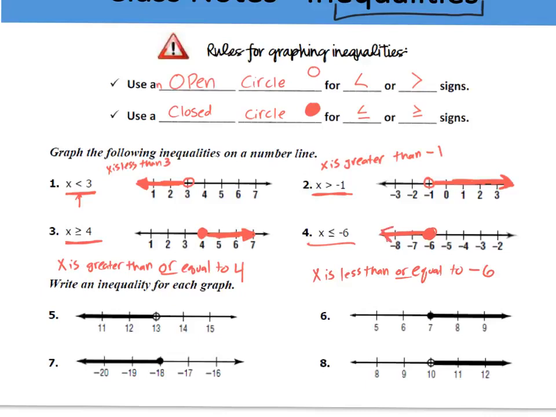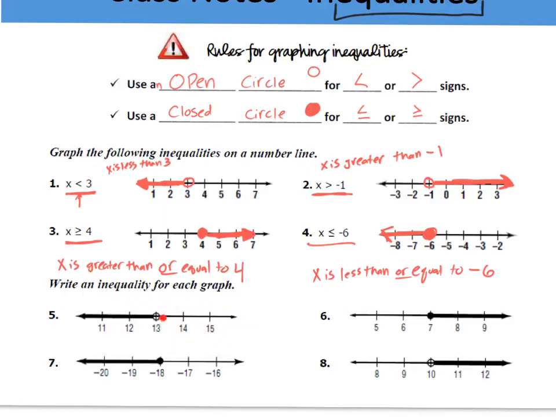All right, I'm going to do number 5 with you, and then I'm going to have you pause the video in order to give you an opportunity to practice some of this. So write an inequality for each graph. In the previous problem, they gave you the inequality and asked you to graph it on the number line. Here, they give you the graph and ask you to write an inequality for it.